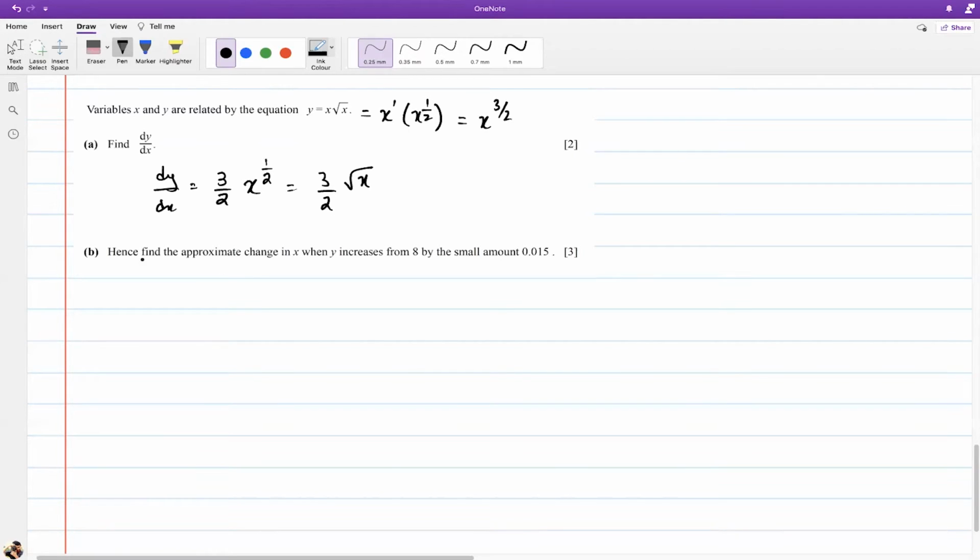It's your choice. Find the approximate change in x. So we have to find change in x when y increases from 8 by the small amount 0.015. So what does it mean? It means that when it goes from 8 to 8.015, that is y. Okay. What is the change in x? अब हमें डेल्टा नहीं पता. यहाँ पे delta y is 0.015 and delta x we do not know.